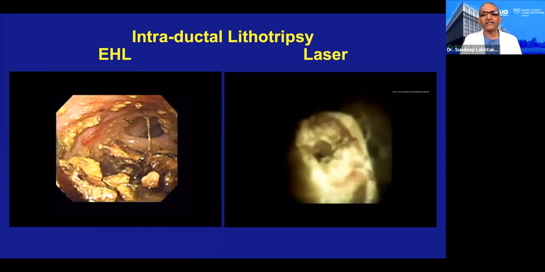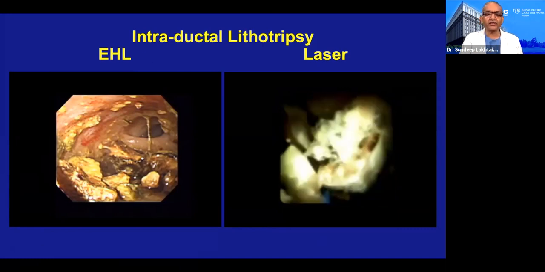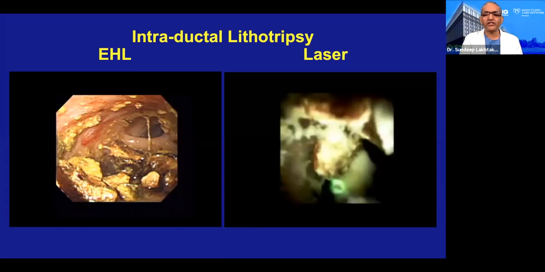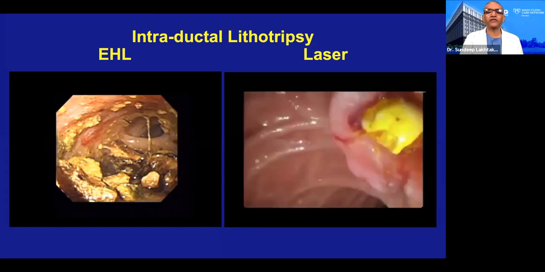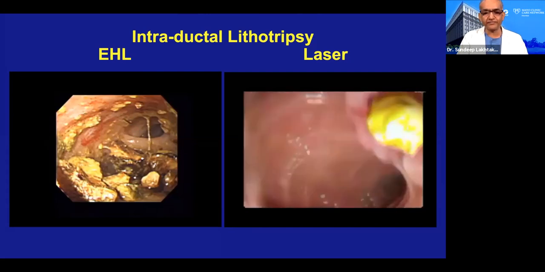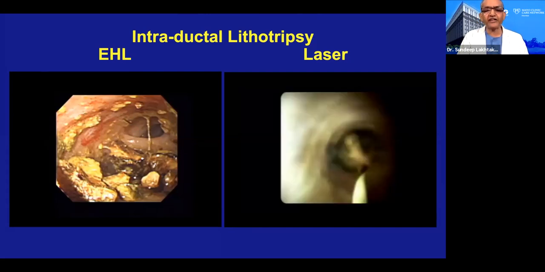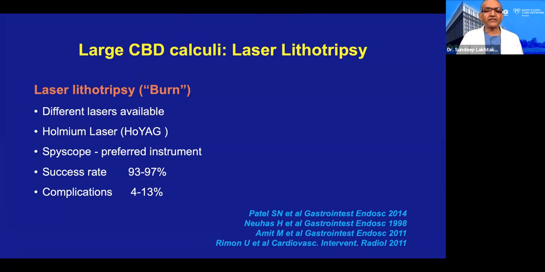But nevertheless, as you touch the stone or just a few millimeters away, just aim and fire. And once these stone fragments break, then you can take them out with a balloon or a basket. Both are very effective methods, but have their own challenges. They can be a time-consuming process.